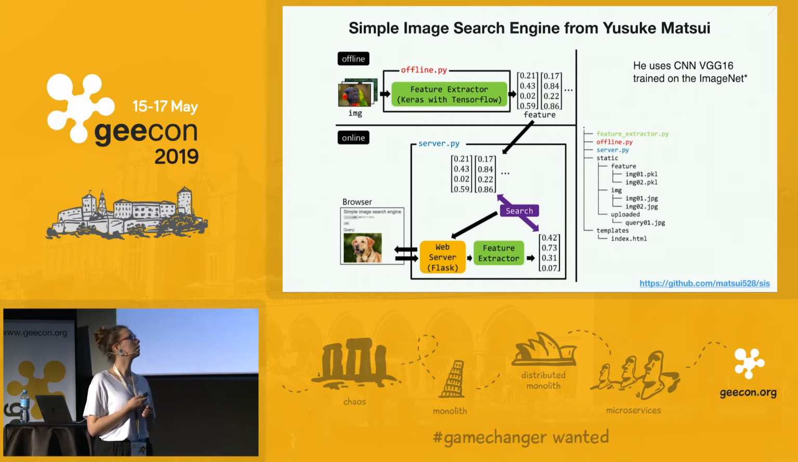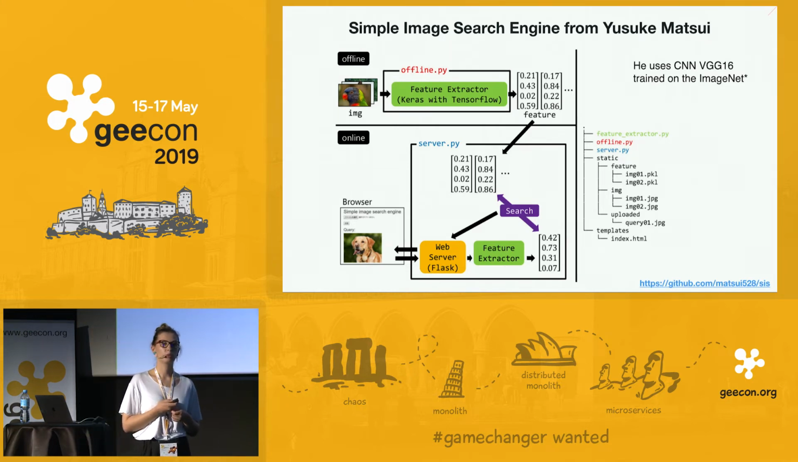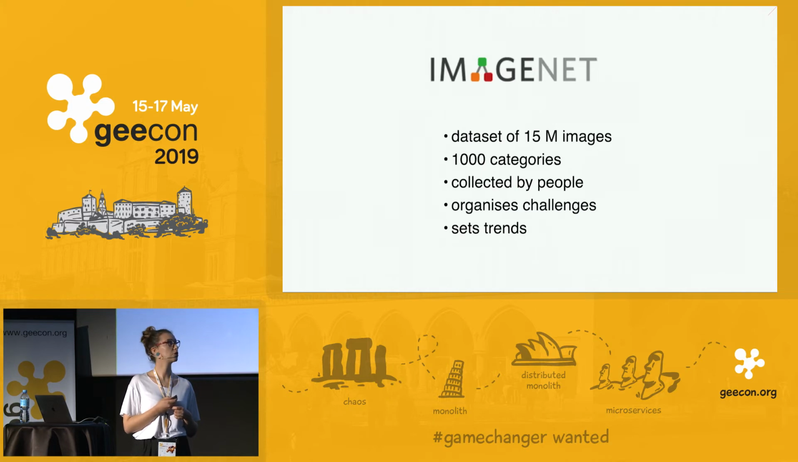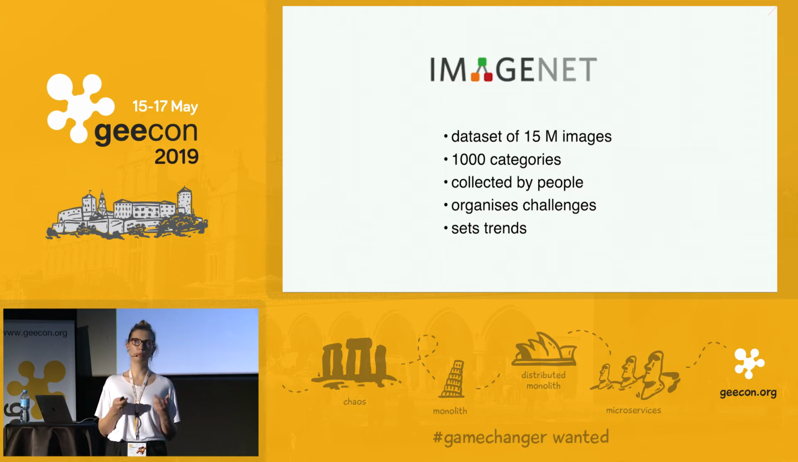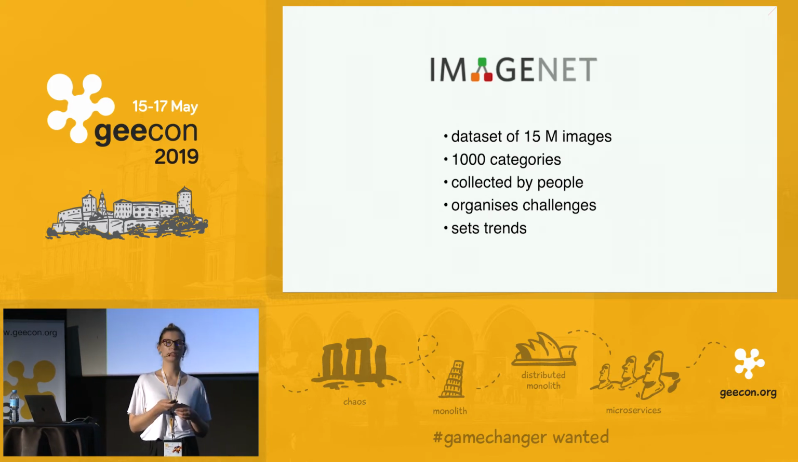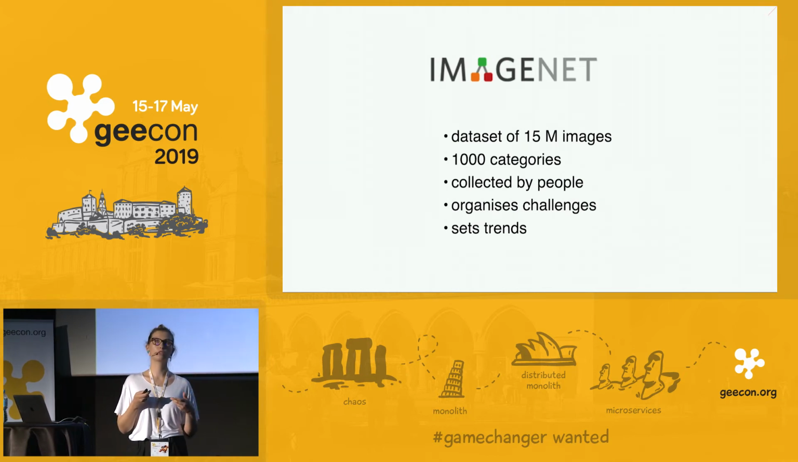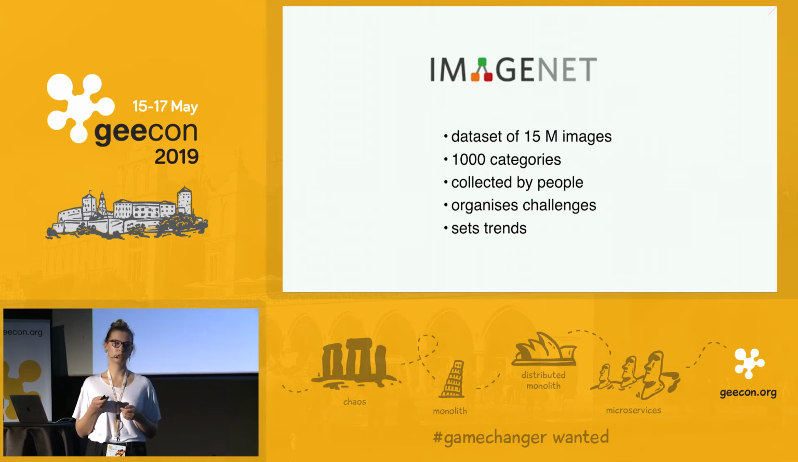And he uses a convolutional neural network called VGG16, which is trained on ImageNet. And ImageNet is a huge data set of almost 15 million images divided into 1,000 categories and even more subcategories. It's collected by people. I love the internet for such things. It also organizes challenges. So every year there is a challenge for models, and this VGG16 won one of those challenges. And it sets trends for the whole machine learning world.